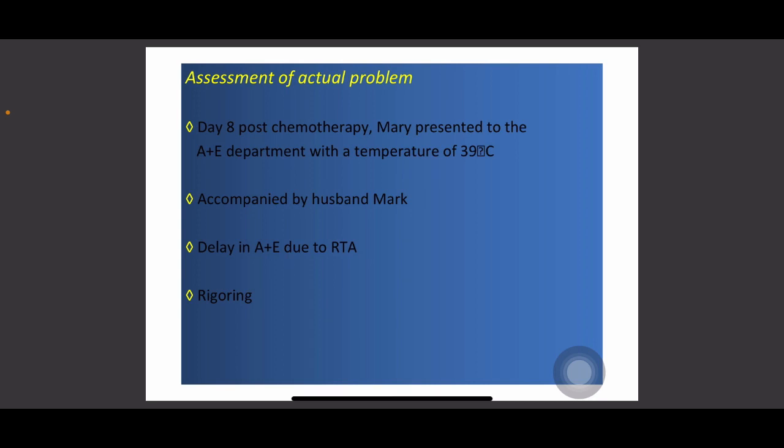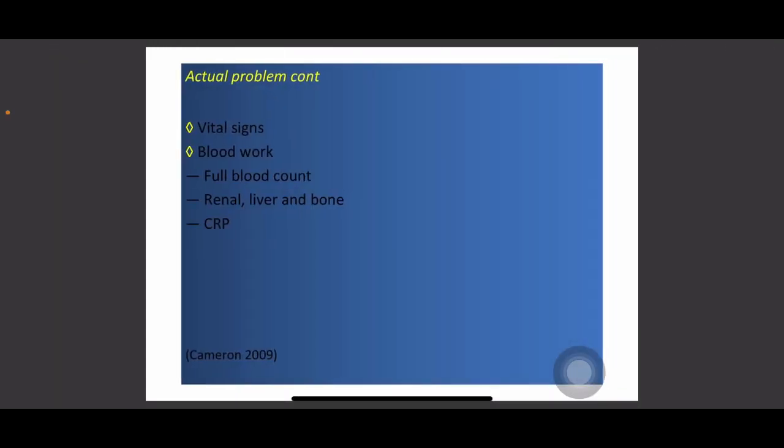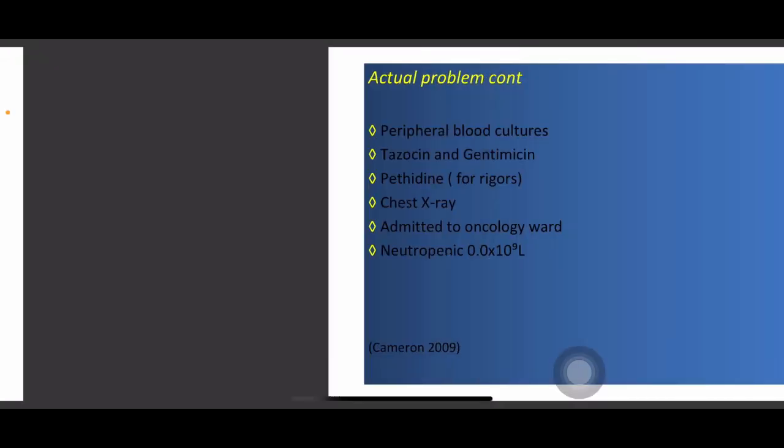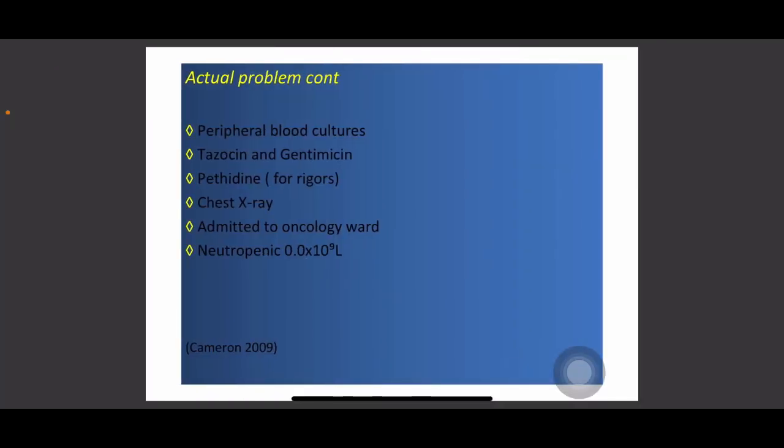So Mary presented to the A&E department with a temperature of 39 degrees centigrade, accompanied by her husband Mark, delayed in A&E due to a road traffic accident, and she was having rigors. Her vital signs were checked, her blood counts were checked, so FBC was done, renal, liver, bone profile was done, and CRP was done. Peripheral blood cultures were taken. She was started on Tazocin and gentamicin, and pethidine was given for rigors. She had her chest X-ray. She was admitted to the oncology ward.